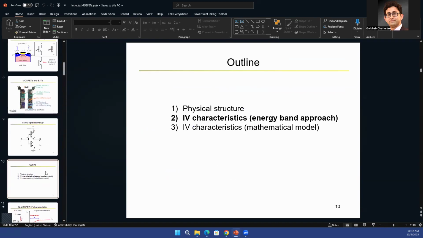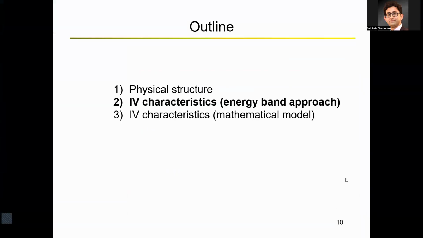All right. So last week, in the last lecture on Friday, we discussed the physical structure of a MOSFET. Today we are going to talk about the IV characteristics, the current versus voltage characteristic for a MOSFET. We'll take a look at it from two different perspectives: one from the energy band approach, and the other from a mathematical model. We'll also try to build a mathematical model of the IV characteristic of the MOSFET.